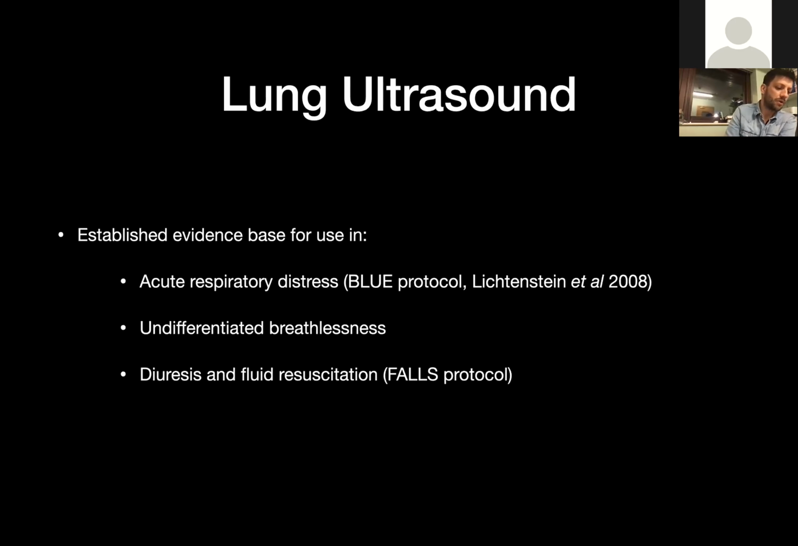And then we've also started to get some more literature on using lung ultrasound as part of a diuresis strategy or fluid resuscitation strategy. So using essentially lung water volume to guide the amount of water we're giving or taking away.